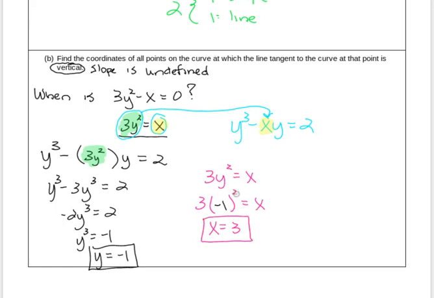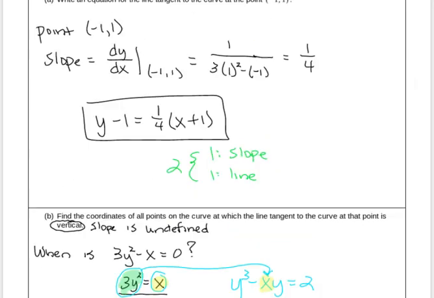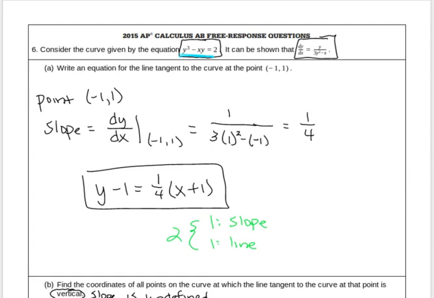Oops, this should be squared. That's why the negative cancels out. And so our final answer then is going to be the point 3, negative 1. At that point, the tangent line is going to be vertical because it would have an undefined slope. If we were to plug 3, negative 1 into this differential equation up here, we would get an undefined slope.